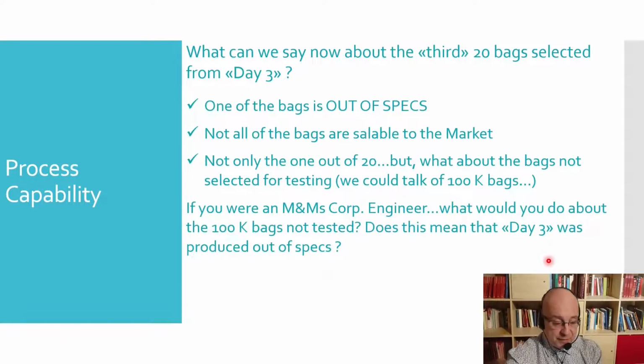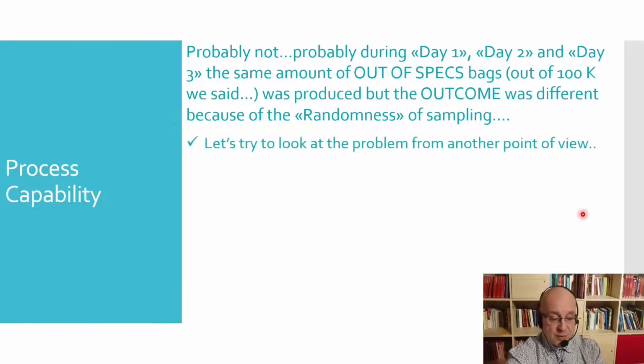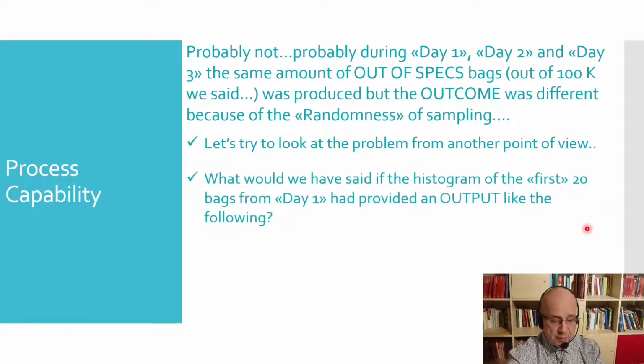Does this mean that day 3 was produced more out of specs with respect to the other two, day 1 and day 2? Probably not. Probably during day 1, day 2, and day 3, the same amount of out of specs bags was produced, but the outcome was different. So day 1 within specs, day 2 within specs, and day 3 not within specs because of the randomness of sampling. Let's try to look at the problem from another point of view. What would we have said if the histogram of the first 20 bags from day 1 had provided an output like the following?